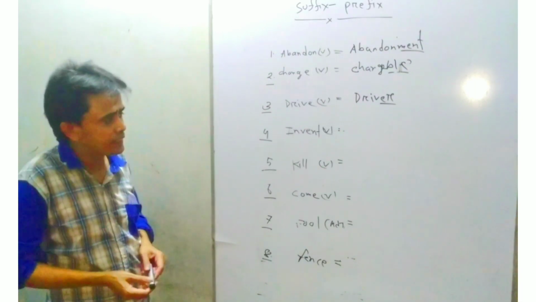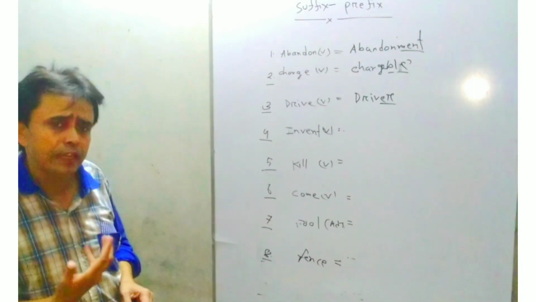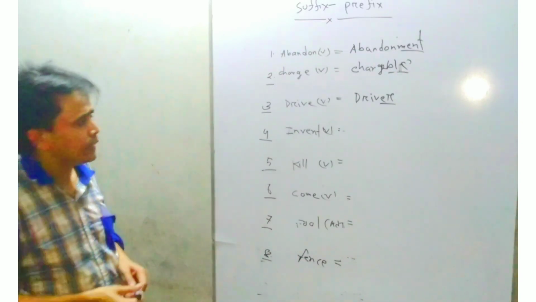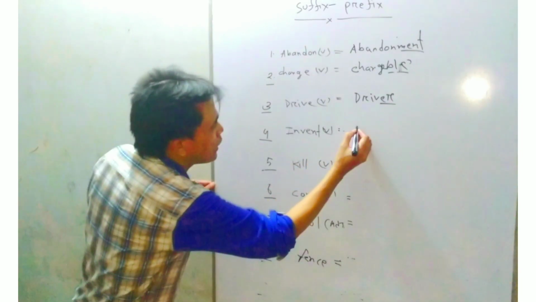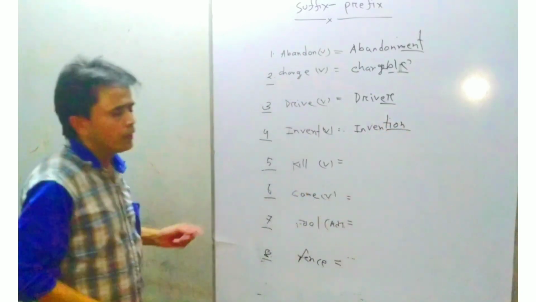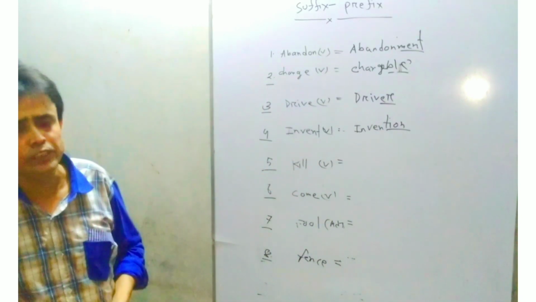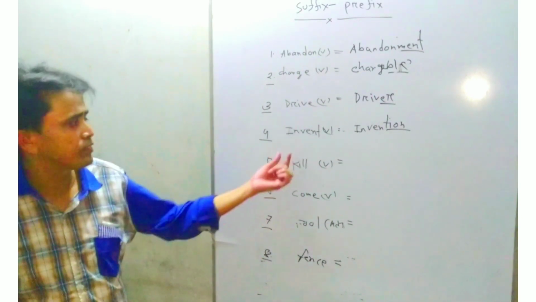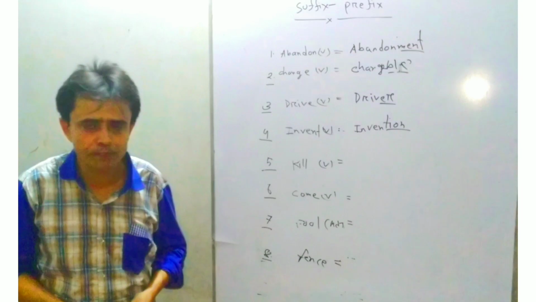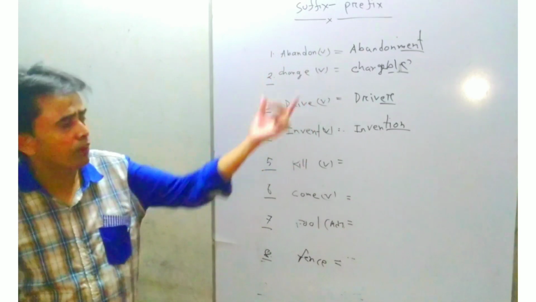Next one, invent. It is also a verb. If we add something with this, we get invention, I-N-V-E-N-T-I-O-N, invention. Look, first it was a verb, invent. So we have added, and we get invention. Once it was a verb, now as we have added I-O-N, that means it is a noun. But before it was a verb. So we all should learn it very nicely.